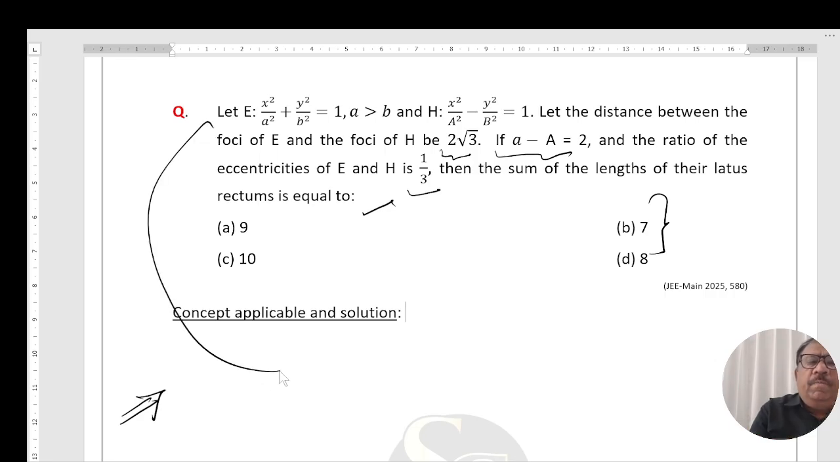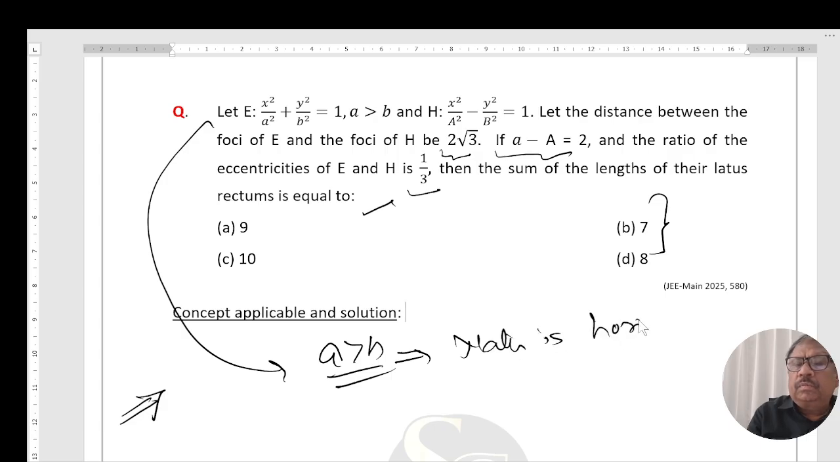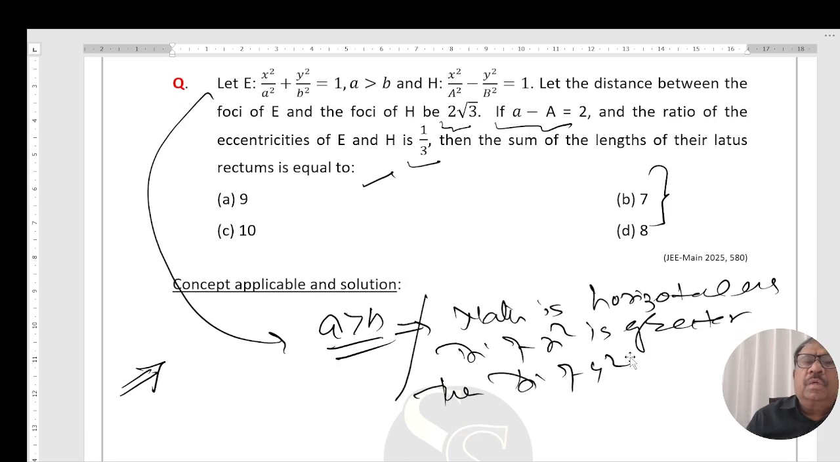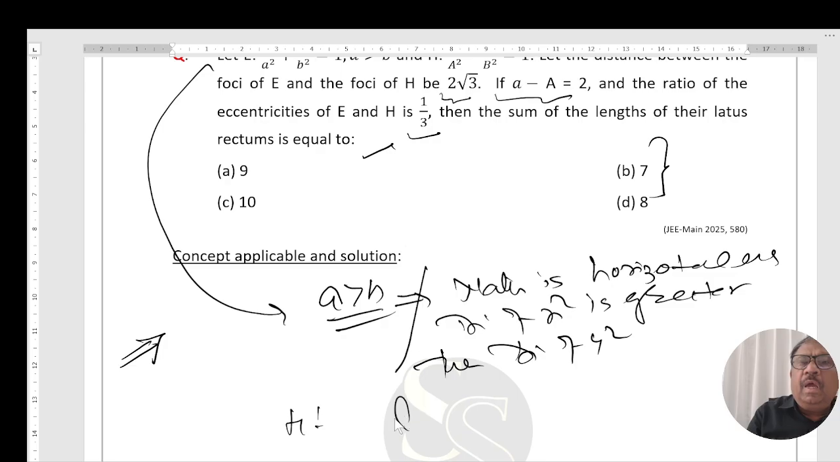In this case, it is mentioned a is greater than b, which means the nature is horizontal, as the denominator of x square is greater than the denominator of y square, right? In the hyperbola case, as the x square term is positive, therefore the nature is horizontal.